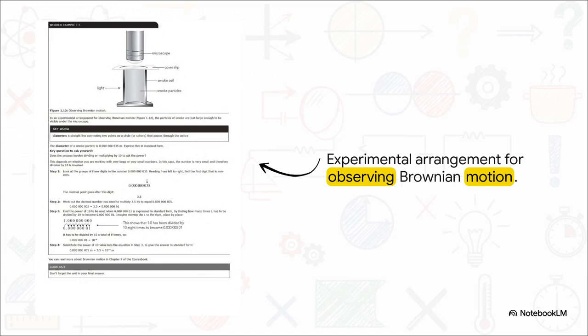Let's take a quick guided tour of this apparatus, shall we? Up at the top, we've got the microscope, looking down through a cover slip directly into a smoke cell. Crucially, notice the light shining in from the side. The smoke particles inside this cell are just large enough to be visible under the microscope when they're illuminated by that side light. They show up as these tiny, bright specks dancing erratically. Why? Because they are being constantly bombarded by invisible, super fast-moving air molecules.